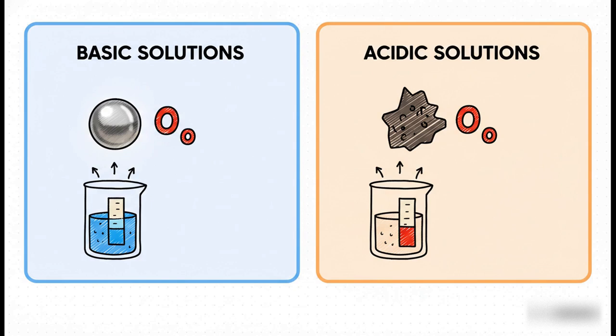So if oxygen pairs up with a metal, you get an ionic oxide. Plop that in water, and you get a basic solution. But if oxygen bonds with a nonmetal, you get a covalent oxide, think sulfur dioxide, and that's going to make an acidic solution. This is a super important trend, one you'll want to lock in.